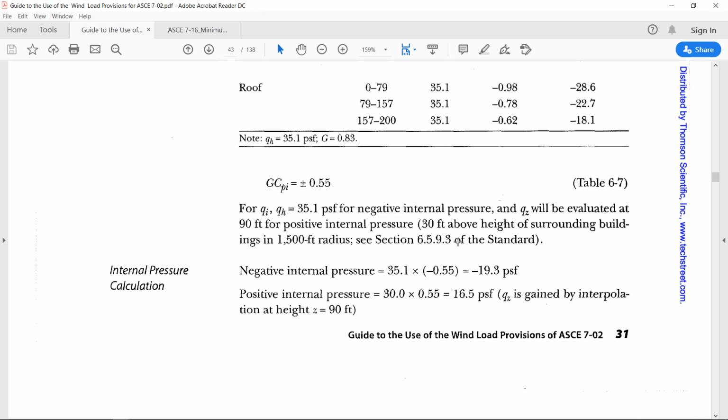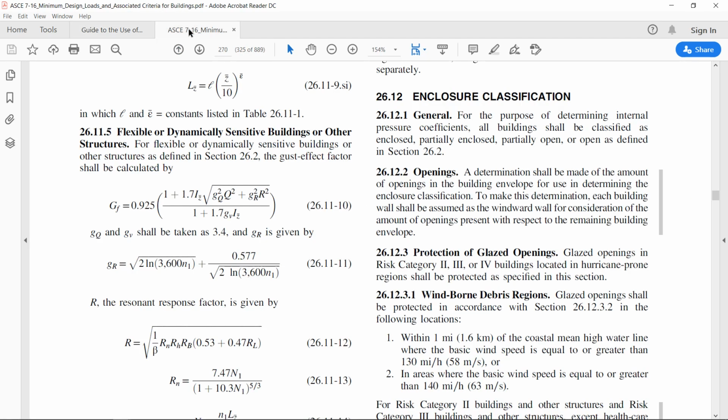Now the similar section is reproduced or renumbered in ASCE 7-16 as section 12.3.1. The section 26.12 is enclosure classification, and section 26.12.2 deals with openings, and 26.12.3 deals with protection of glazed openings.